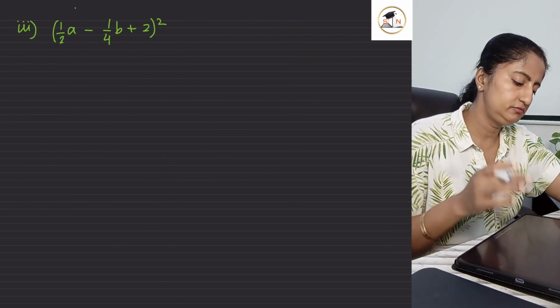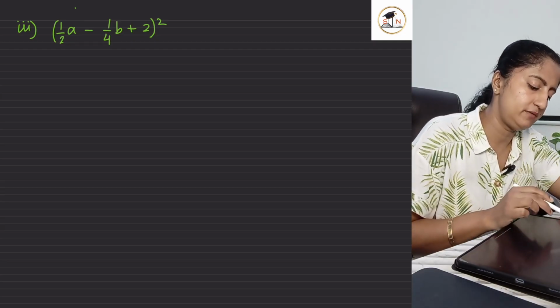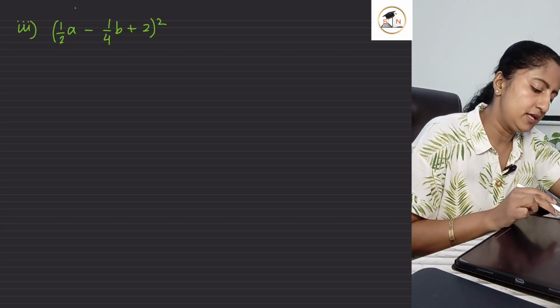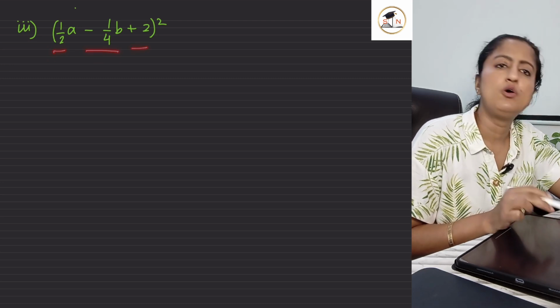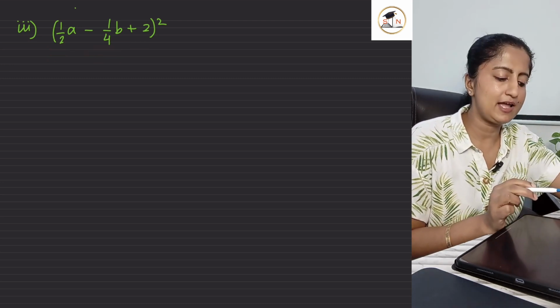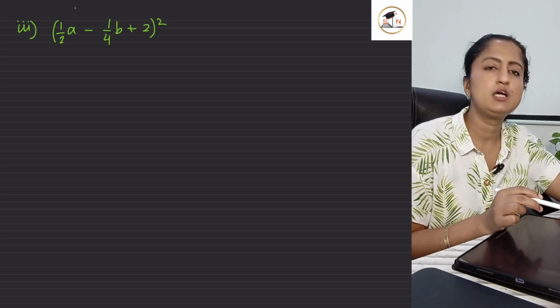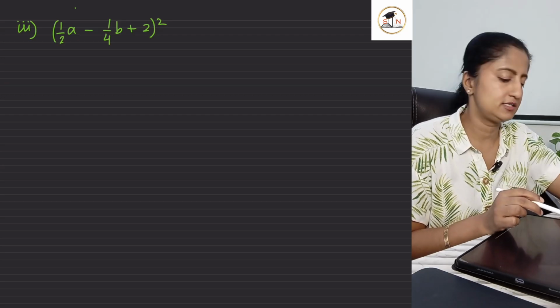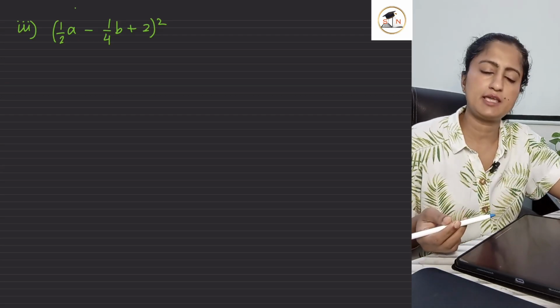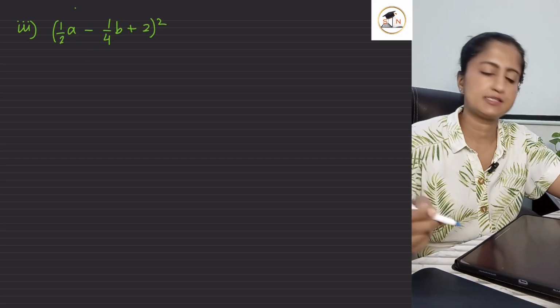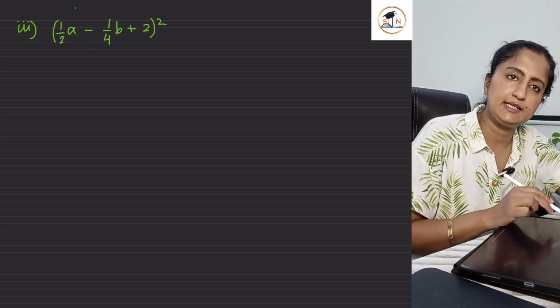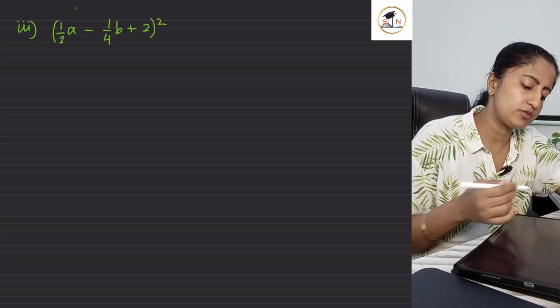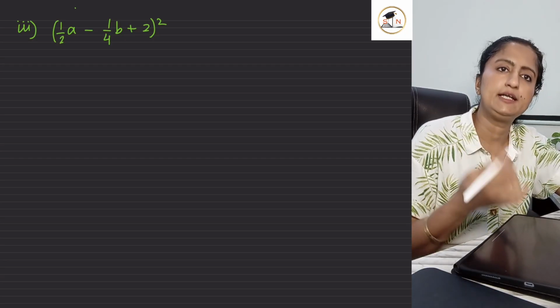Now, the third expansion question: we have (half A minus 1/4 B plus 2) whole square. Over here, I have picked a portion where we have rational coefficients. But the identity remains the same, the application remains the same. So let's do that. I'm not writing the identity intentionally so that you learn to substitute it directly.